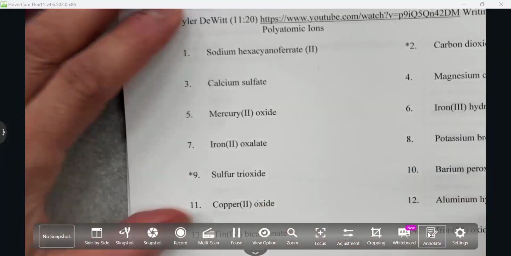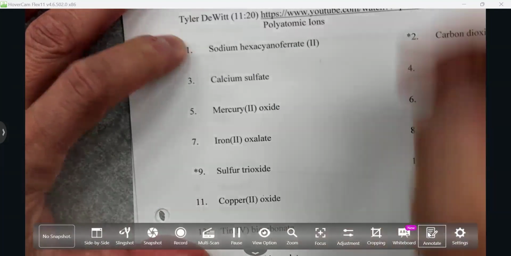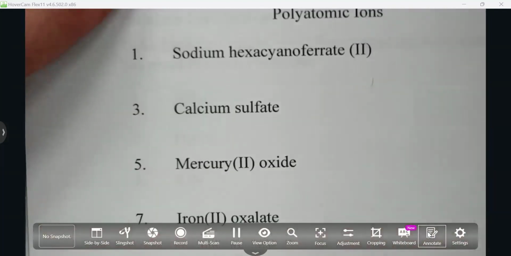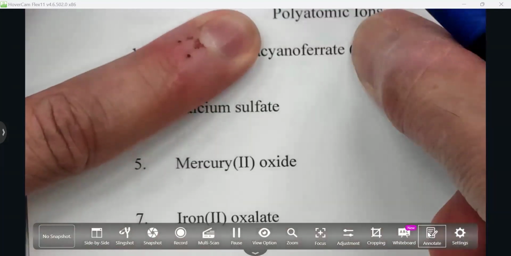On page 3. So we have this compound, sodium hexacyanoferrate(II). You could sound that out. It looks worse than it is. Hexacyanoferrate, right?